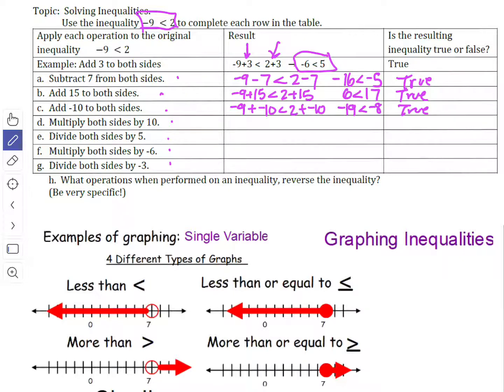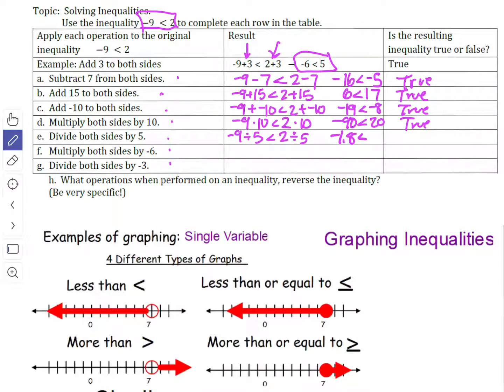You may be thinking, well, it's all true, so what does it matter? Let's keep going. Negative 9 times 10, 2 times 10. So we have negative 90. Is that less than positive 20? Yes, that is true. Divide both sides by 5. Negative 9 divided by 5. Is that less than 2 divided by 5? Okay. Well, negative 9 divided by 5, if we're going to turn it into a decimal, which is probably what you guys would prefer, it's negative 1.8.